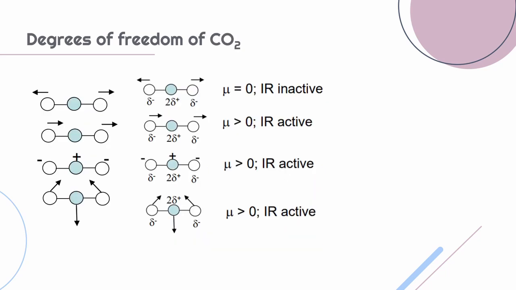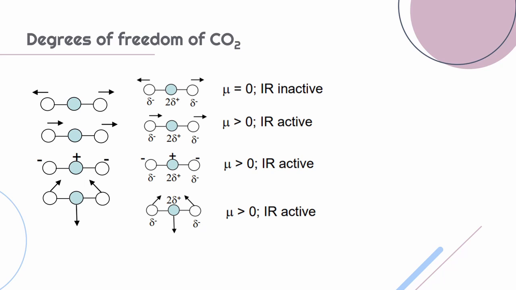Now let's look at the degrees of freedom of carbon dioxide. The blue shaded circles indicate the carbon atom at the center, and the white ones are the oxygen atoms. So in the first one, both the oxygen atoms are moving in the opposite direction. In the second mode, both the oxygen atoms are moving in the same direction. And in the third mode, when the oxygen atom is coming out of the screen, the carbon atom goes into the screen. And in the fourth mode, the atoms move in the specified direction as shown.